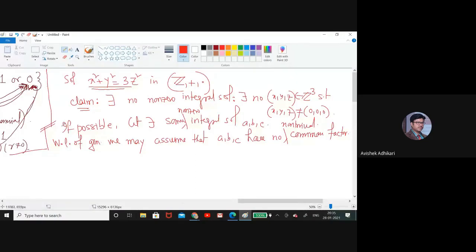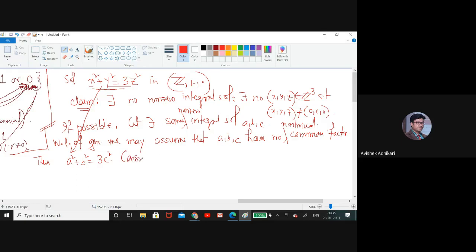Now I pose the same problem. So now my solution exists, that is A, B, C. Then this relation must hold because A, B, C is a solution: A square plus B square equal to 3C square. Now we shift the question from here to its quotient ring.